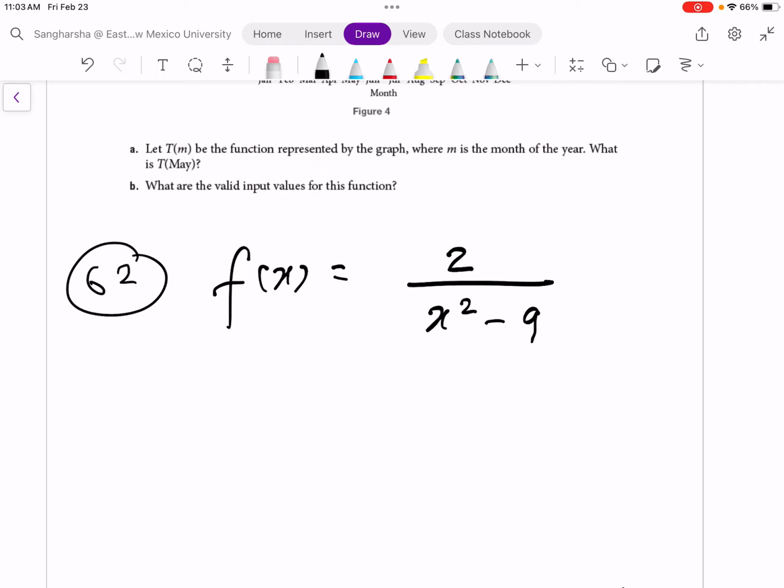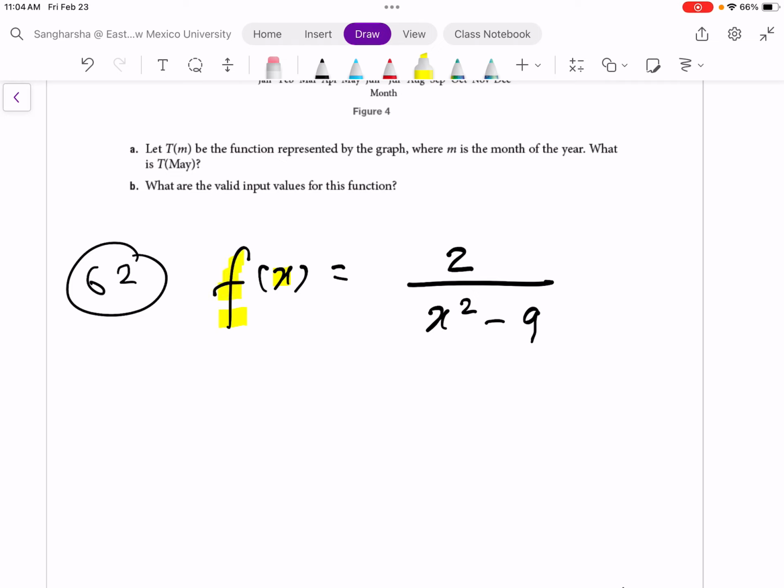Yes. Okay, yes, we are trying to find the input. So what represents the input here? X. Your x represents the input here. So we are trying to find the input here. And what is this f here? It's a name for a function.